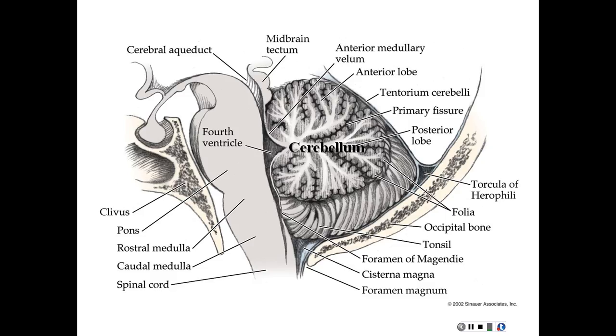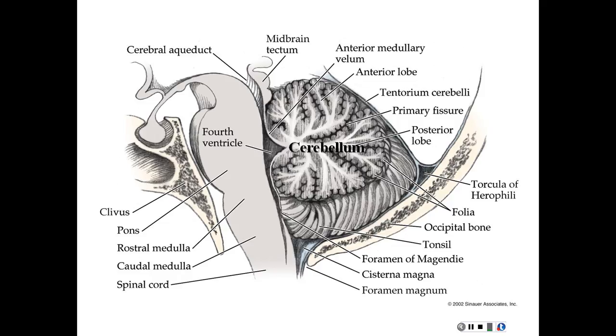These are some, when you see really crazy things, like this is one of Dr. Johnson's favorite things, the torcula of Herophili, so he loves that one, I don't know why. That's actually more the confluence of the sinuses, the venous sinuses. Foramen magnum, that's that large opening in the cranium itself that allows for the passage of the spinal cord.